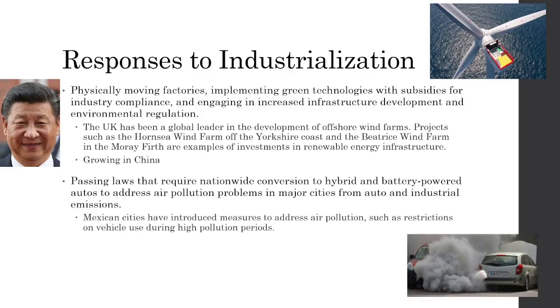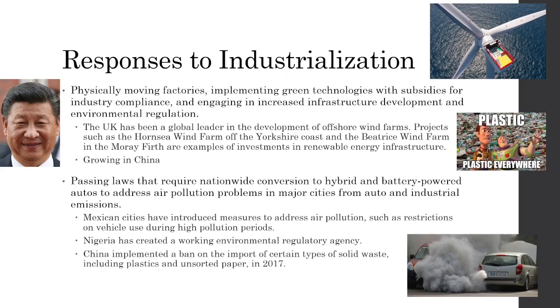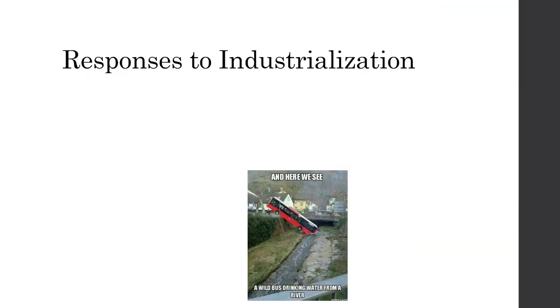So if you limit these methods, these processes that are used in factories and automobiles, you can limit the amount of pollution. So in Mexico, cities have introduced such measures such as restrictions on vehicle usage during high pollution periods. In Nigeria, they've created a working environmental regulatory agency. In China, they've banned certain types of solid waste such as plastics and unsorted paper. And that's very recent. It actually started in 2017.